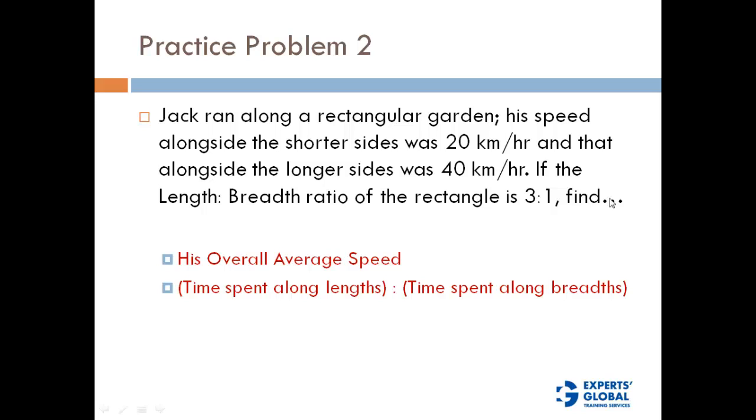Jack ran along a rectangular garden. His speed alongside the shorter side was 20 kilometers per hour, and that alongside the longer side was 40 kilometers per hour. Okay, so we have a rectangular garden here.